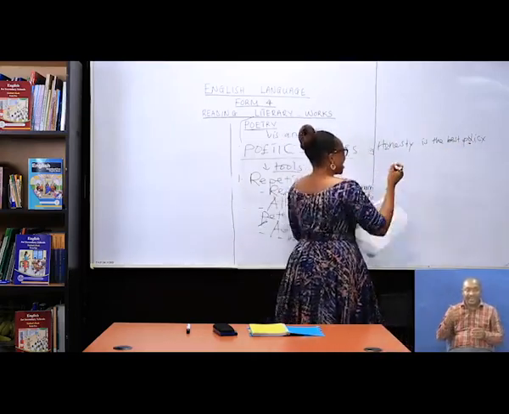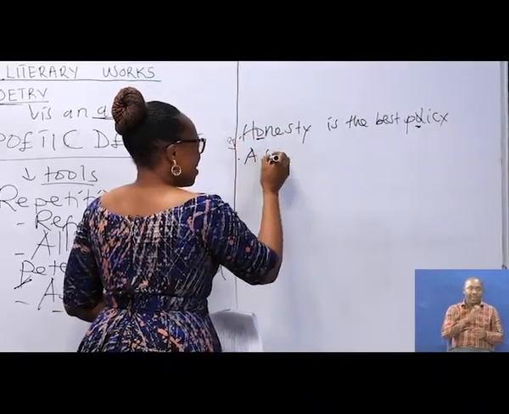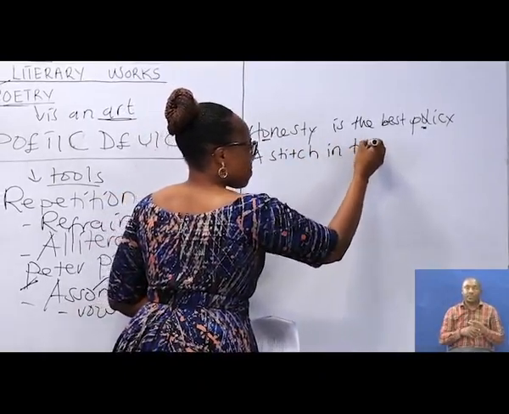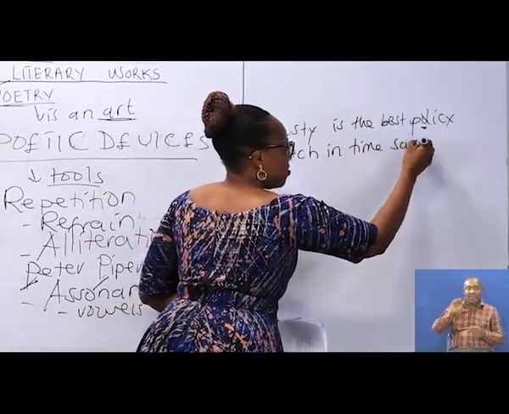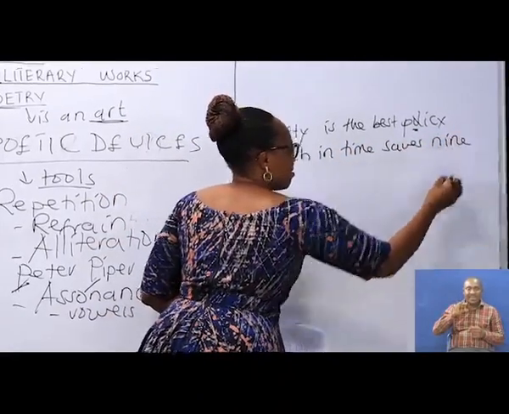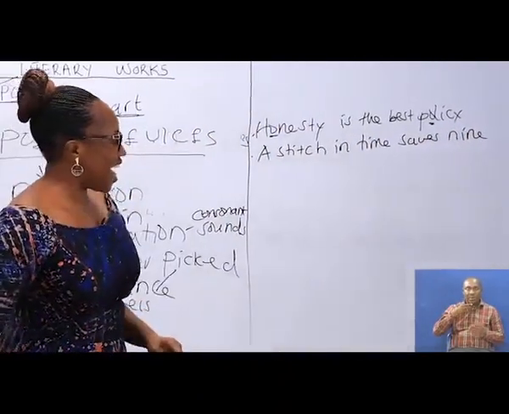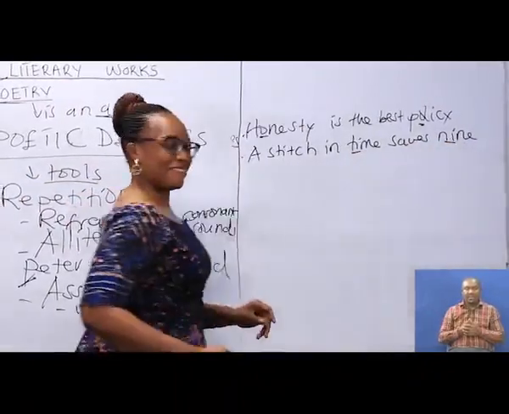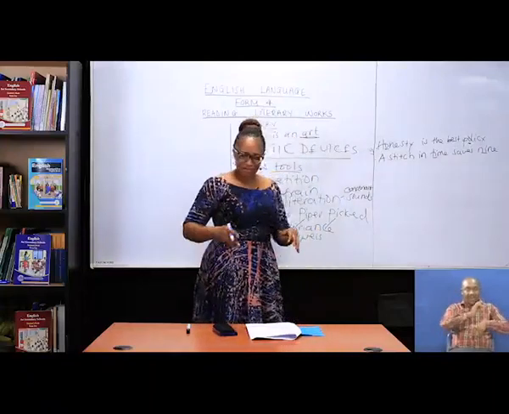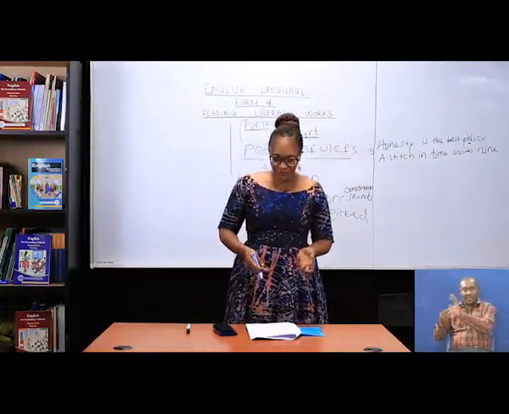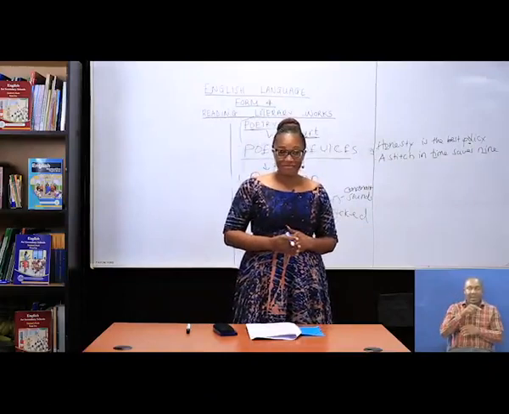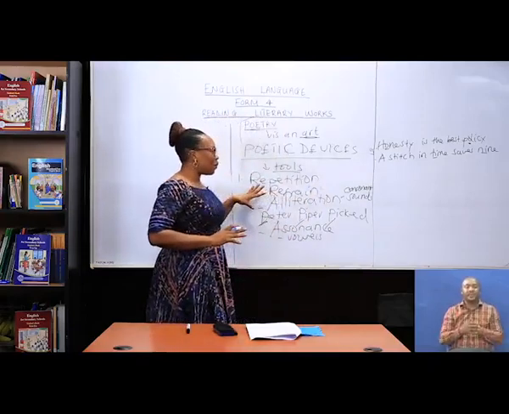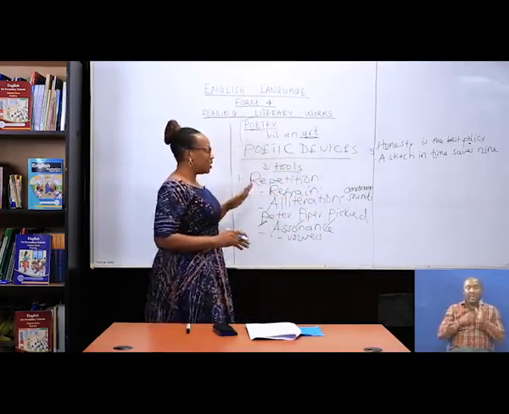Another one can be "A stitch in time saves nine." Time and nine, they are rhythmical. They have the same sound. Are we together? Great. So this is just an example of poetic repetition.